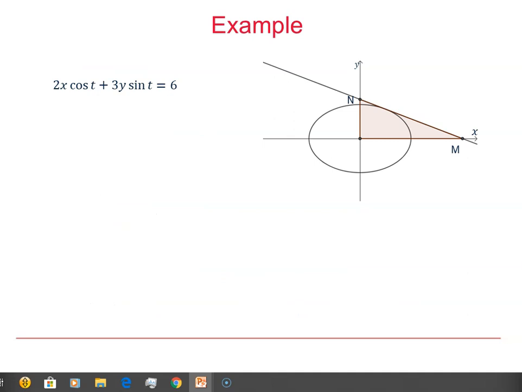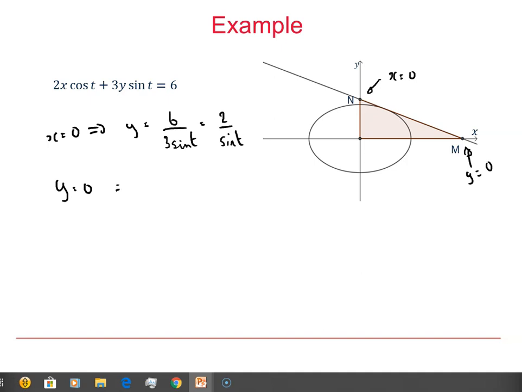Well, the next part of the question asks us to find the points where it crosses the axes, so setting first of all y equal to 0 for this point and x equal to 0 for this point, we can see that x equal to 0 gives us a value of y equal to 6 over 3 sin t, which is 2 over sin t, and similarly y equal to 0 will give us x equal to 3 over cos t.